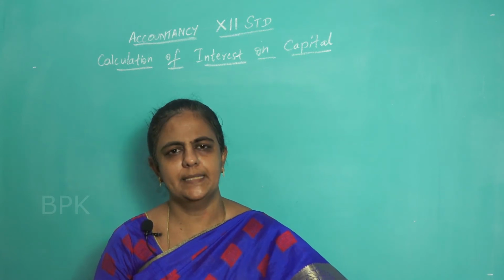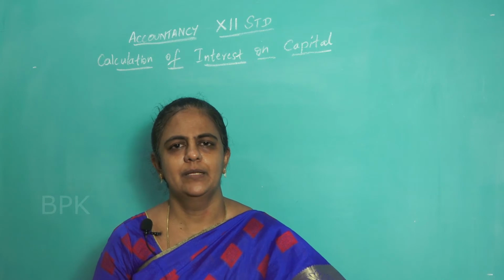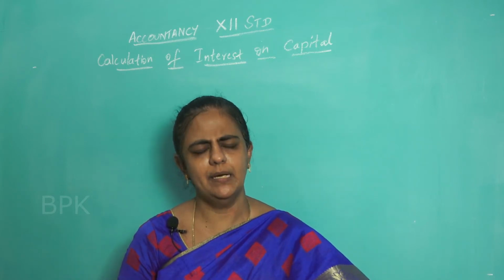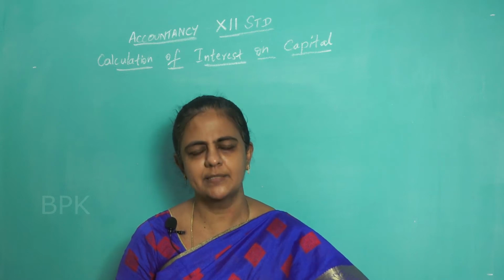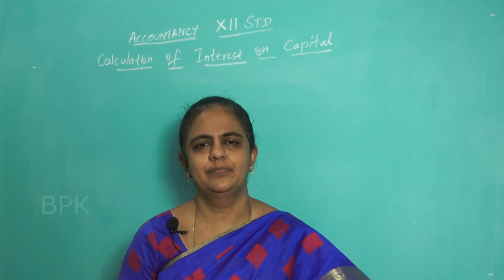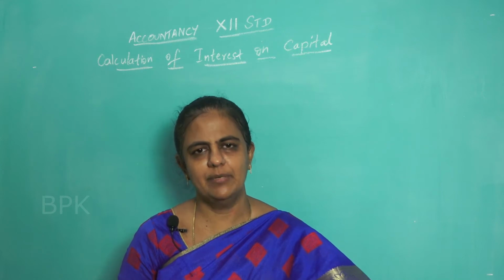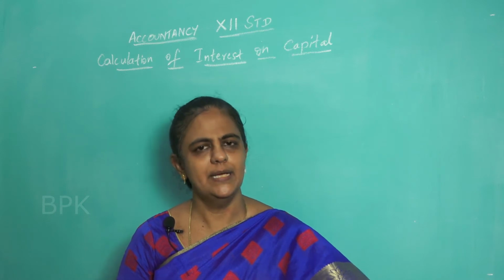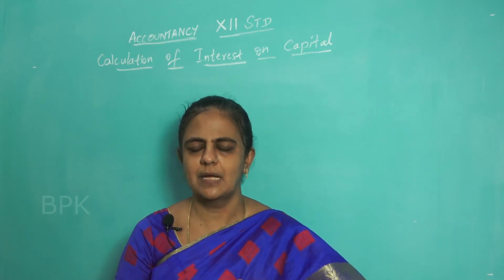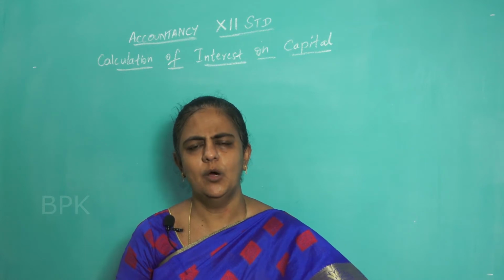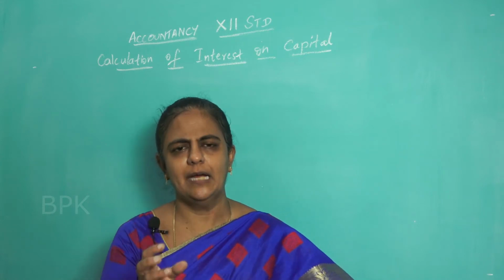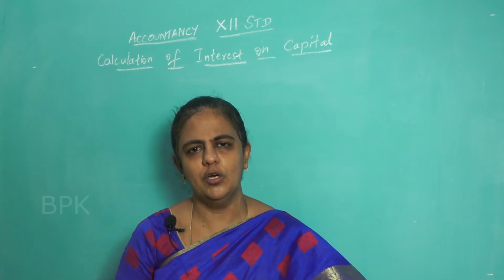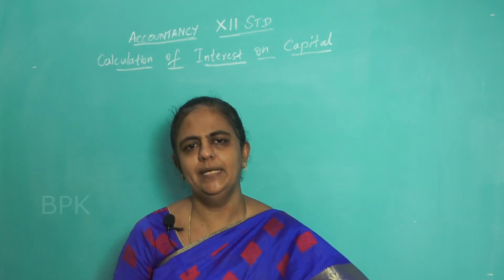Now we are going to ascertain the opening capital. So how to calculate this opening capital? You have to take the closing capital, with that you have to add drawings, then you have to deduct any additional capital, that should be subtracted, and the profit which is already credited, that also should be subtracted. So when you deduct these, what you will get? You will get the opening capital. After calculating opening capital only, then you have to calculate interest on capital on the opening capital.